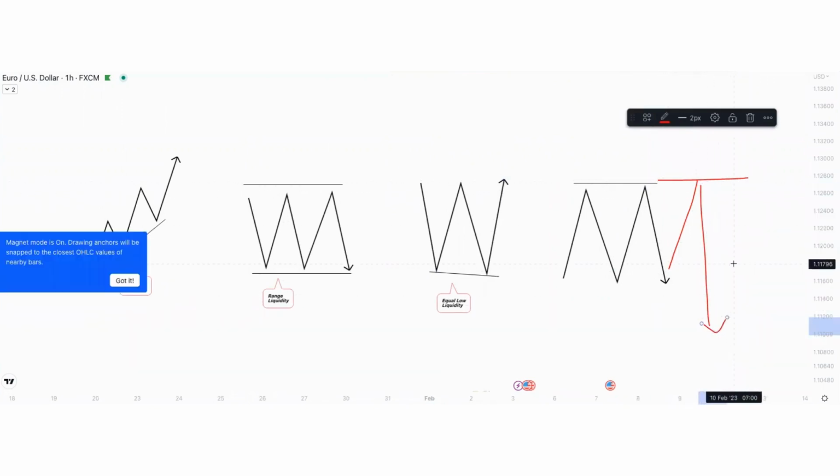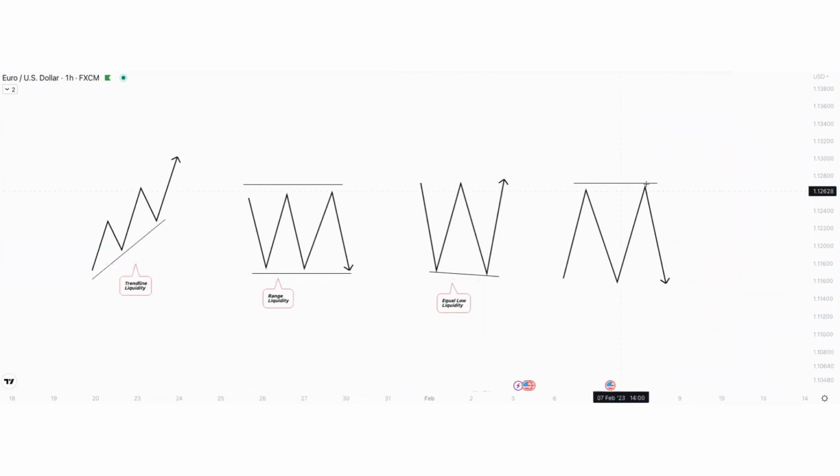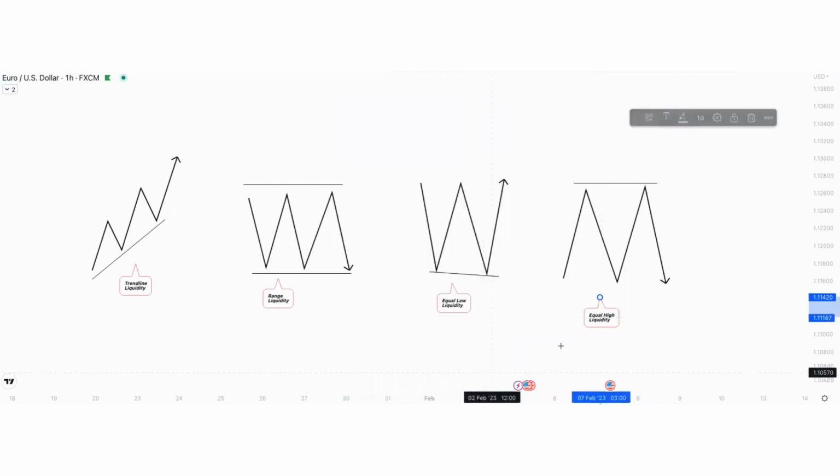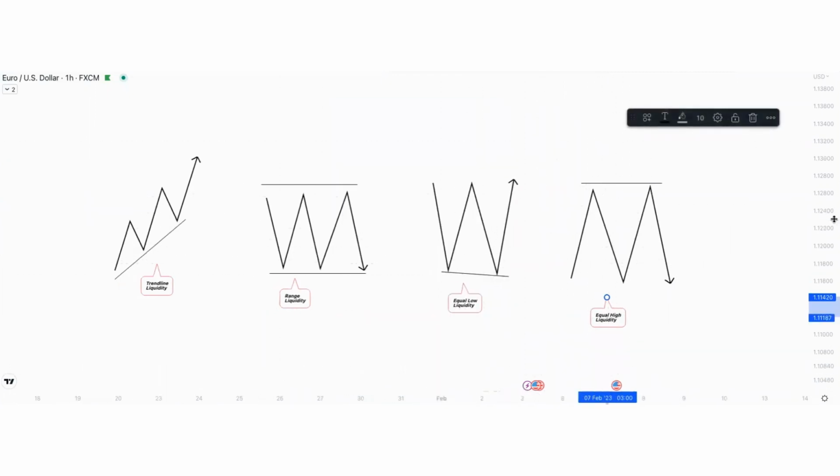It is always good to check the momentum of the price. It depends on your trading checklist. If it satisfies the checklist that you have before taking a trade, then it's good. So this is an equal high liquidity. So that's in the pattern view.